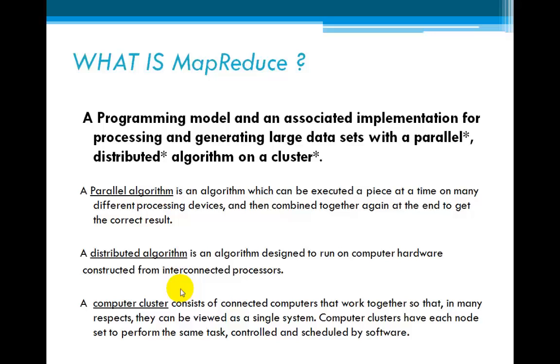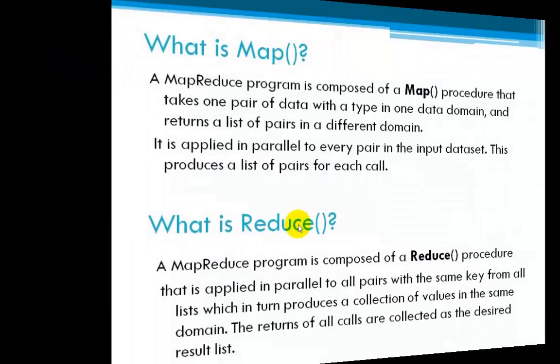In technical terms, if devices are different, we use a parallel algorithm, and if devices are the same and processors are separate, then we use a distributed algorithm. Now we can come to the MapReduce definition. MapReduce is a model and implementation of parallel and distributed algorithms on connected computers called clusters, for processing large data and reducing it to useful results.